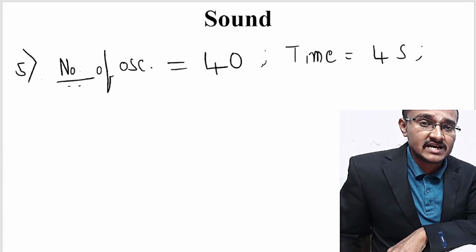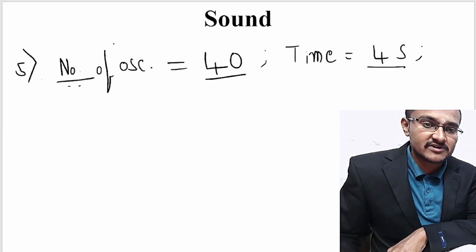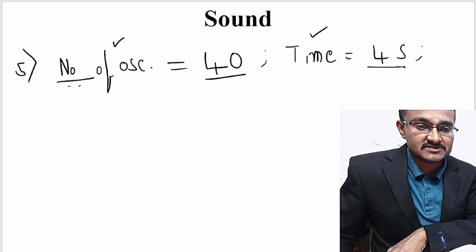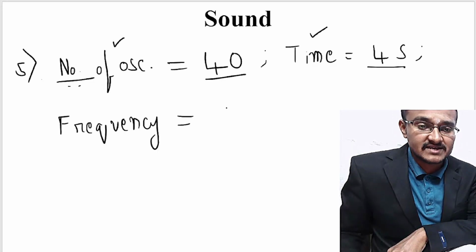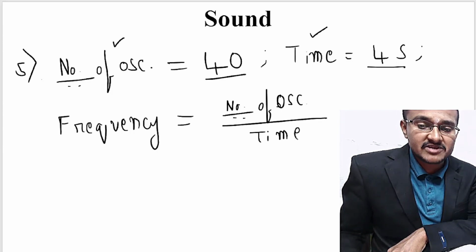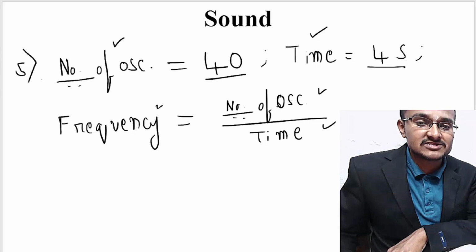Coming to the fifth question, they have asked to calculate time period and frequency of a particular sound which has 40 oscillations in 4 seconds. So they have given the number of oscillations and the time of those oscillations. So the formula for frequency is the number of oscillations happening divided by the time taken for those oscillations to complete. You might refer to my previous video for this, where I have explained how many oscillations happen in one particular second actually determines the frequency of sound.